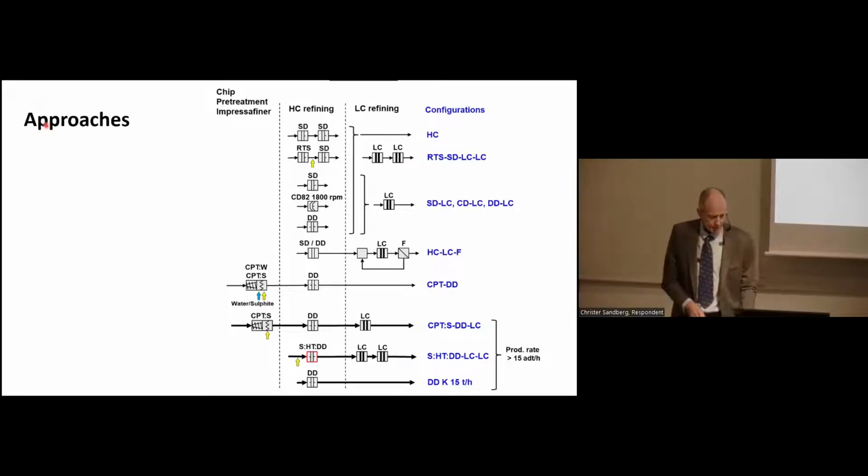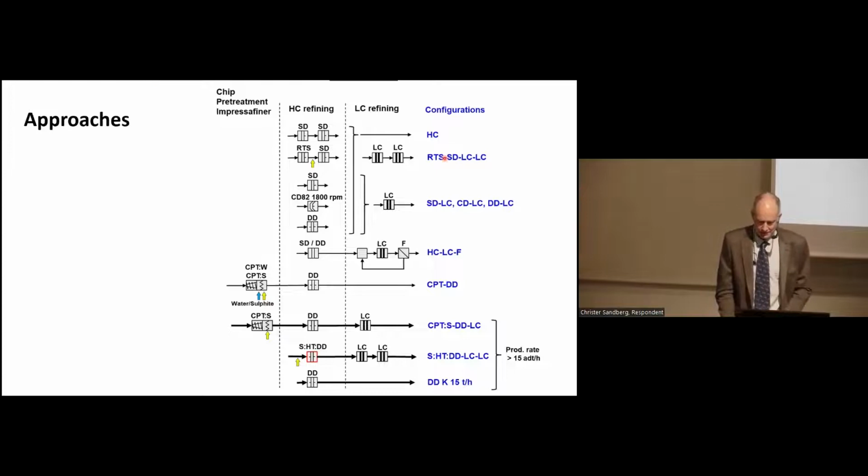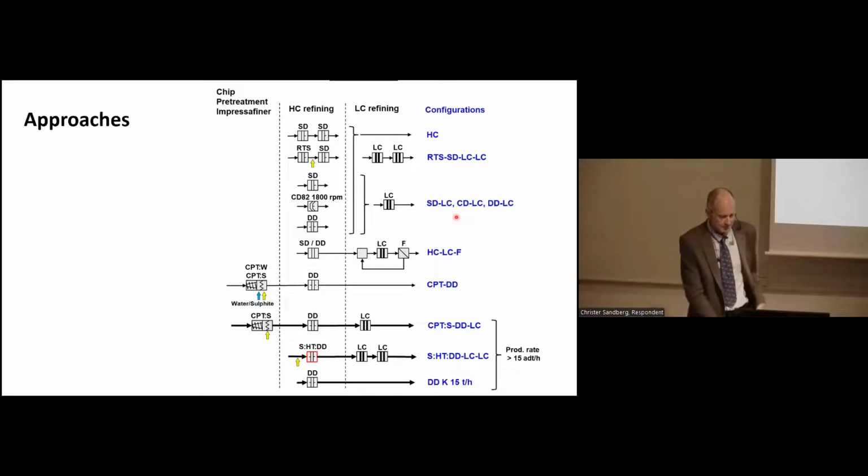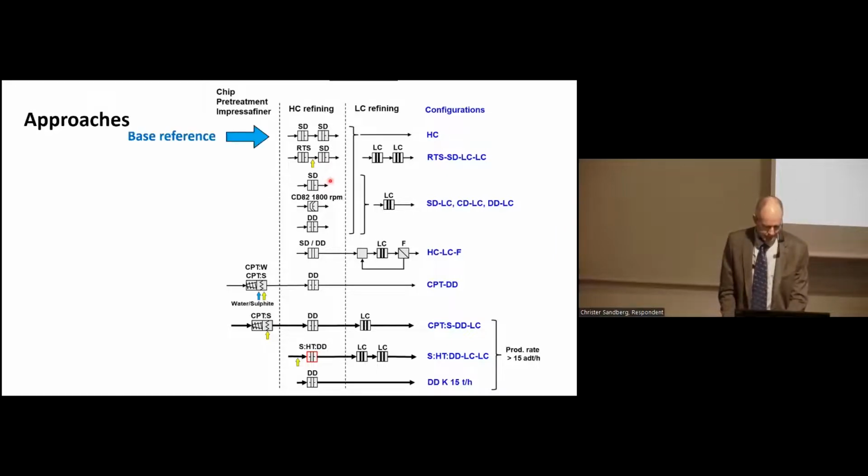So these are some of the processes, the major ones studied. If you forget any of the abbreviations used, you can find them on figure number 28 in the thesis. You can go back to this if you wonder what is this. And so this includes the chip pre-treatments, the high consistency refinings, and different combinations with low consistency refiners.